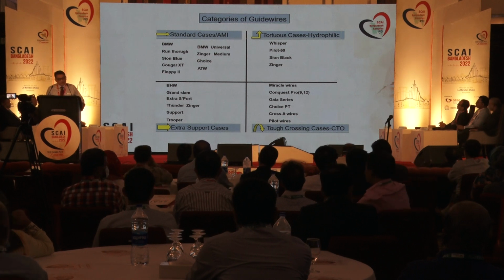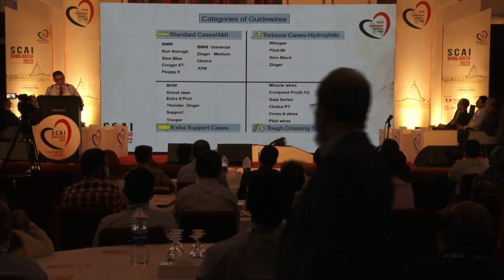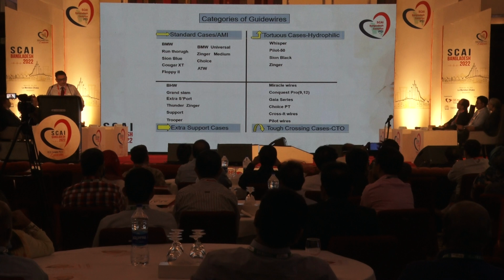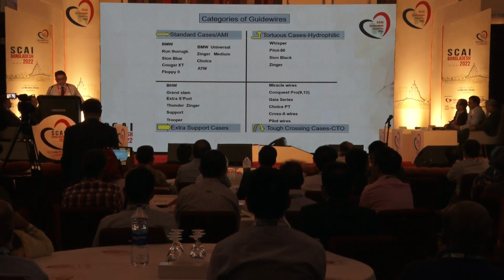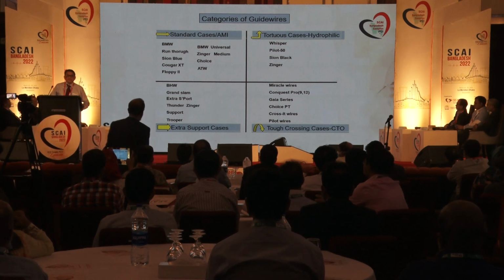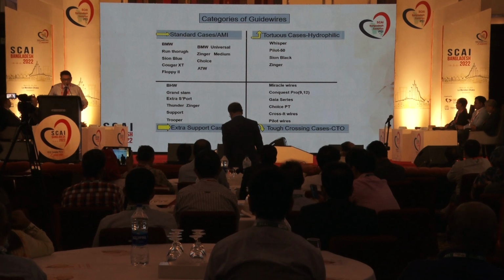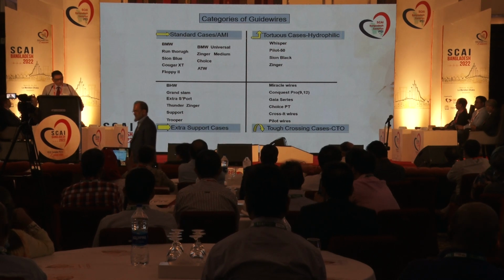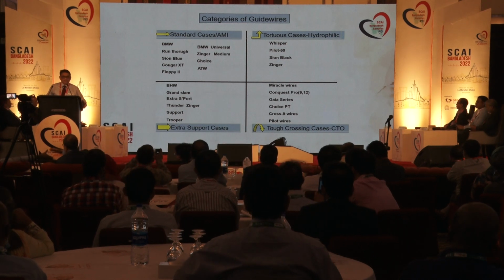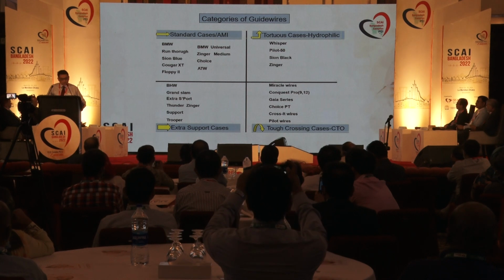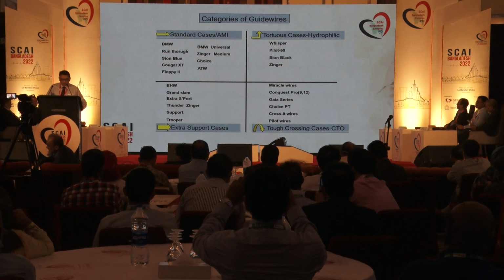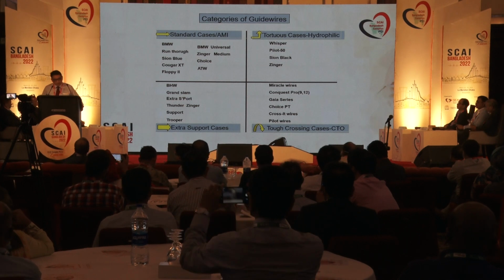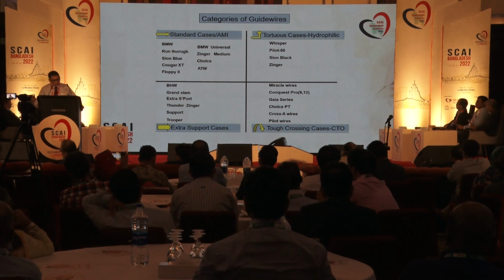In case of AMI setting, you can use a BMW, Runthrough, or Sion Blue, a common wire available in our country. And if a tortuous vessel, you can use a Whisper wire, Pilot 50 or Stone black. And in extra support cases, you can use a BHW wire, Grand Slam wire, where you can give good support to the device. And in the tough crossing to the CTO, where Miracle wire, Conquest Pro 12, Gaia series, and Choice PT may be used.